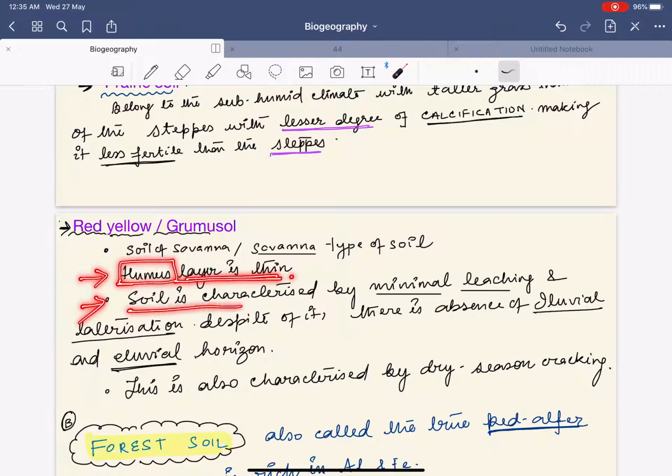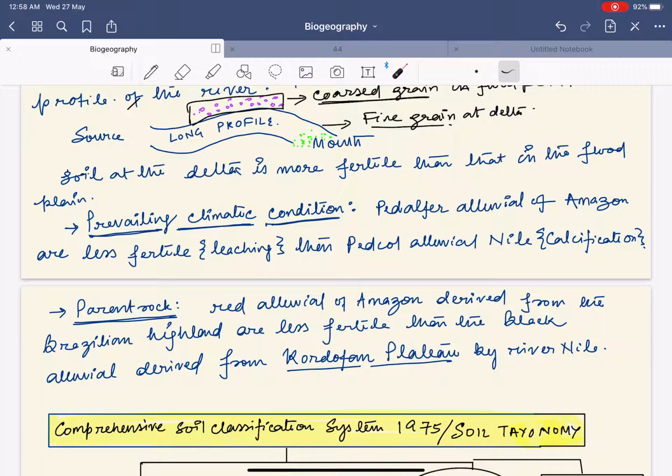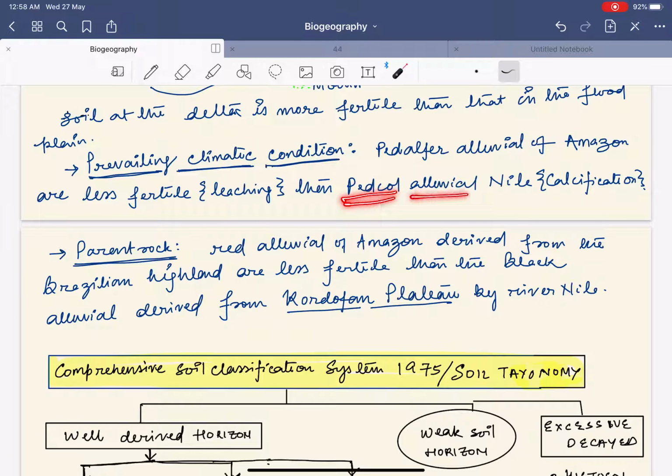Now, where is the Nile located? Obviously, we know that the Nile is located in Africa, and the Nile basically starts from Ethiopia and drains over here. Now, the climate is an arid type of climate. Within this arid climate, again we have studied that there is calcification because of capillary action. Hence, the pedocal type of alluvial in the Nile is more fertile.